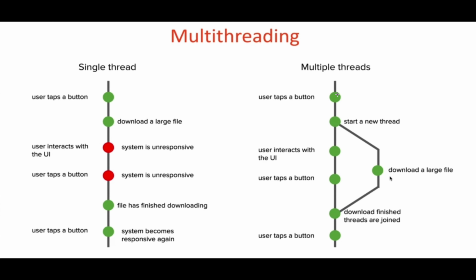But if you use multiple threads, we can have one thread that starts a new thread that is going to download a large file, and our UI is still responsive. Once the file is downloaded, the threads are joined, and the user can tap a button. So what is the benefit of multiple threads? Basically responsiveness, faster execution, parallelization, better CPU utilization, and resource efficiency.